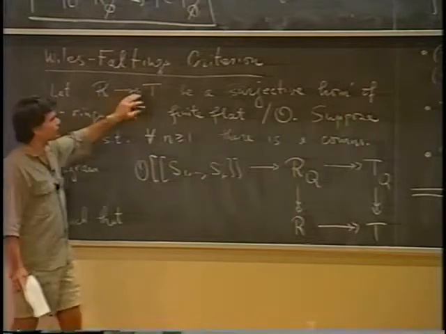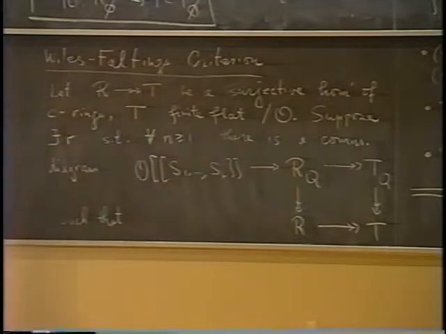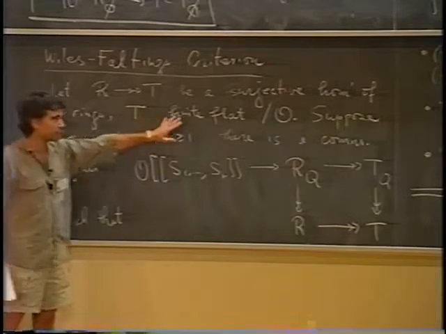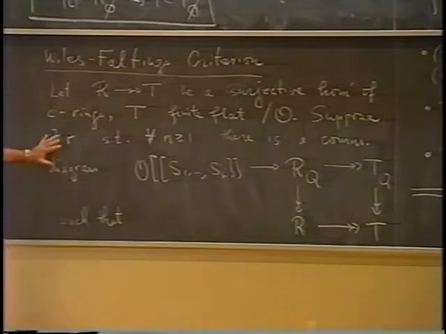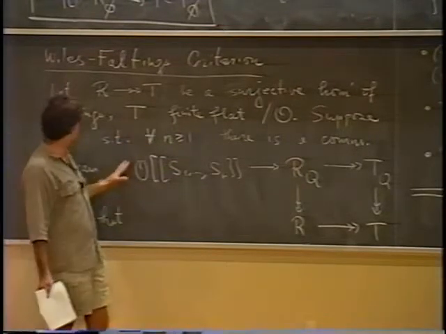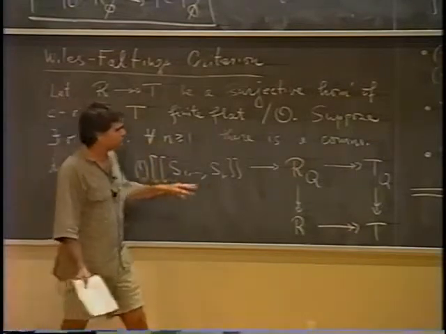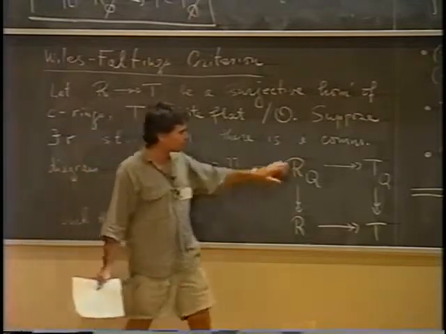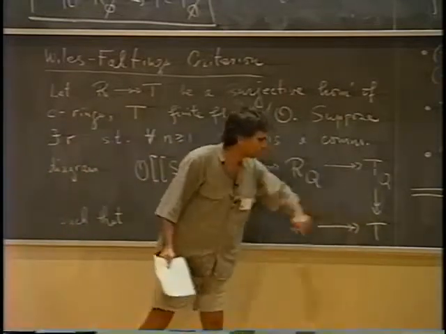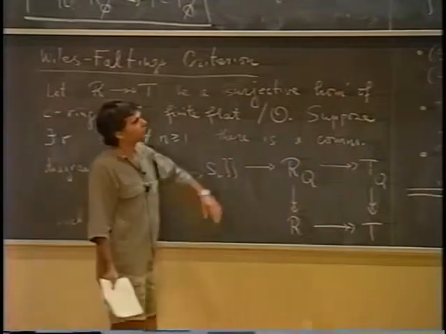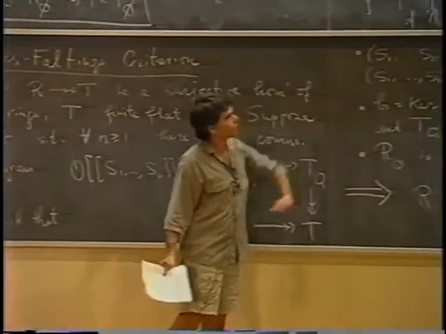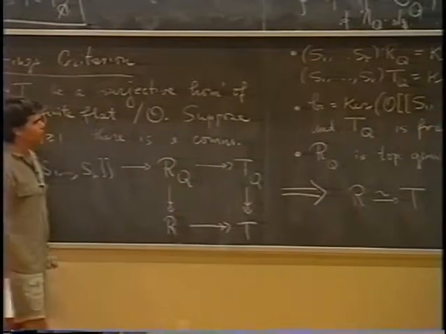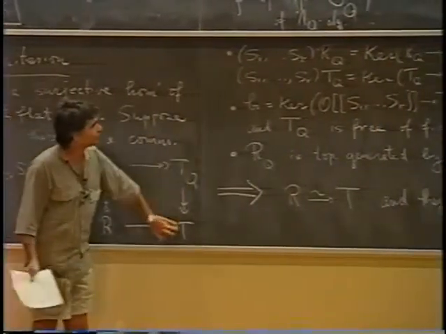So we have a situation of R to T surjective. We know it's surjective already, a homomorphism of CNL rings. T is finite flat over O. That's fine. And suppose there exists some universal number r that's going to depend only on rho bar, such that for all n's, you can get a commutative diagram of CNL rings which are also algebras over O, with S1 up to Sr, RQ to R, RQ to TQ, TQ to T, satisfying these conditions. S1 up to Sr is just the kernel of RQ to R, similarly with the T's.